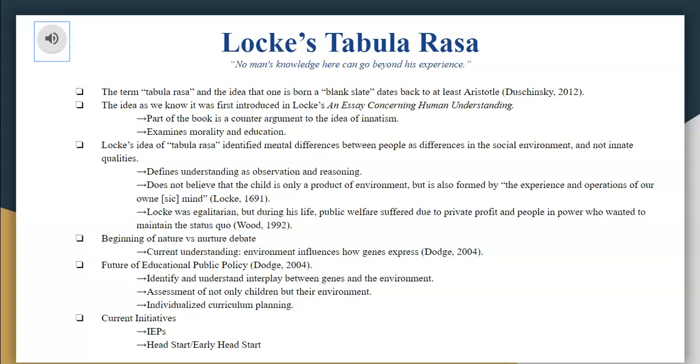Locke wrote this series of essays as a counter-argument to the then popular idea of innatism, or the idea that individuals are born with certain innate knowledge, such as morality. Locke's concept of tabula rasa proposed that mental differences between people are largely due to differences in social environment, not innate qualities. He also made a distinction between observation and reasoning, which he believed together comprised understanding.